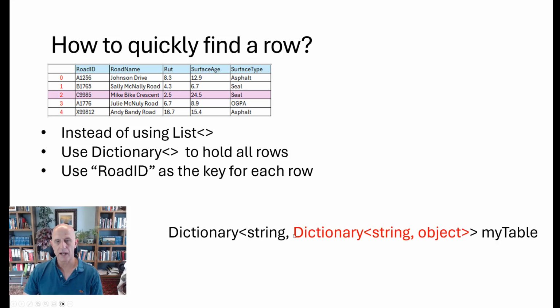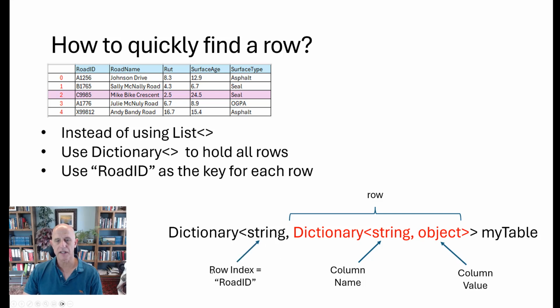So you're going to have your row, which is what I've highlighted in red, and the table is then represented by this entire thing, where the table is a dictionary where the values are the rows, and there you've got the column name and the column value, and the key here is then your row index, row ID.